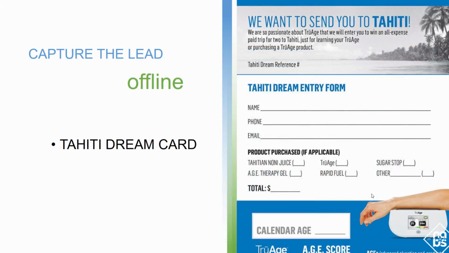And of course, we still have the offline version, which is the Tahiti Dream Card, which you can use at your discovery parties or any other events that you're going to. And it's essentially the same thing, just an offline form where they still have to give you their information for a chance to win a trip to Tahiti. And then you just have to take that information and enter that lead manually into the back office.